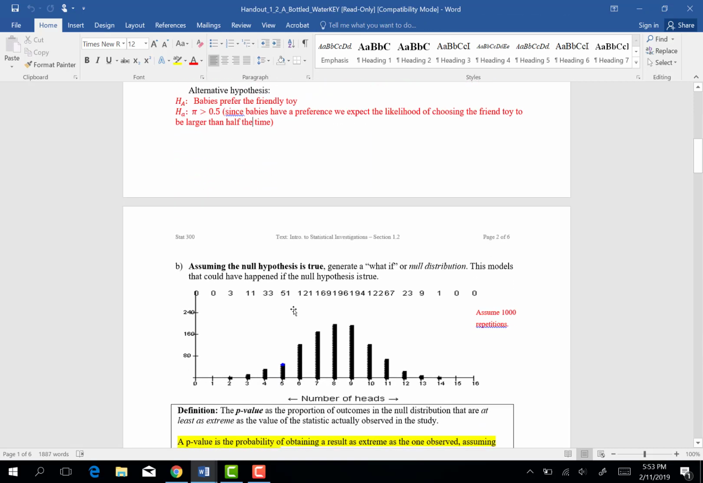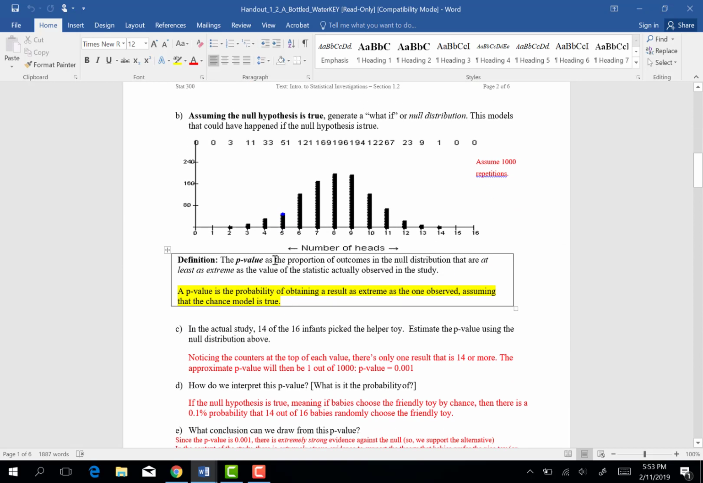And we went on looking at the dot plot. And in this one, it said assume 1,000 repetitions. We want to find the approximate p-value. And the approximate p-value is the probability of obtaining a result as extreme as the one observed, assuming that the chance model is true. So this is assuming the null hypothesis is true. Now recall our extreme value, the observed value, was the 14 out of 16.